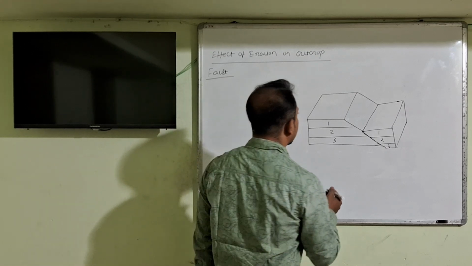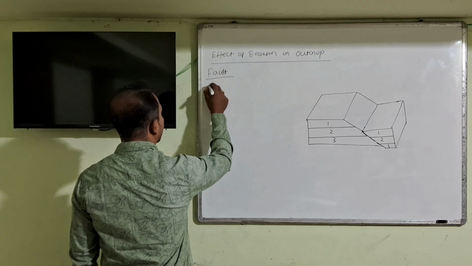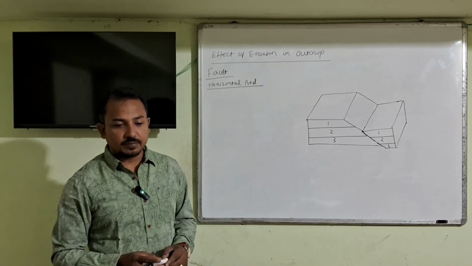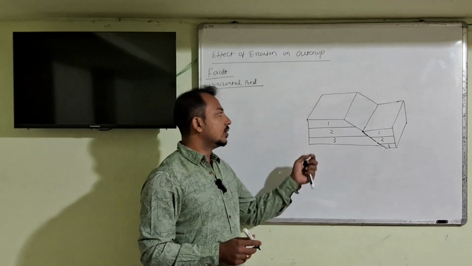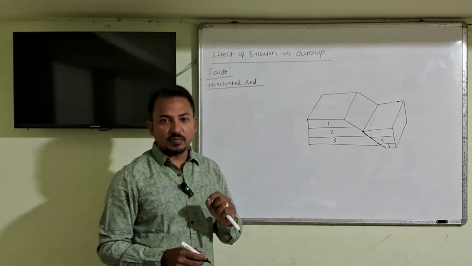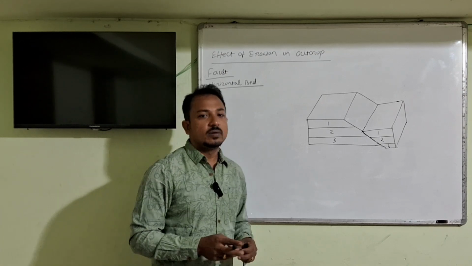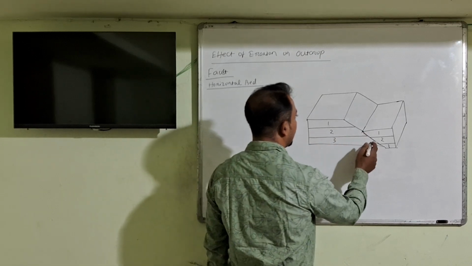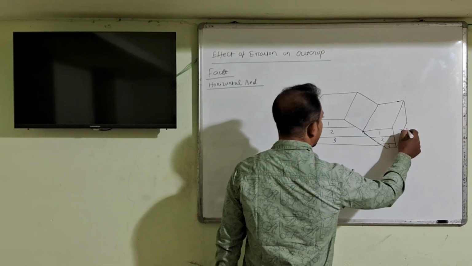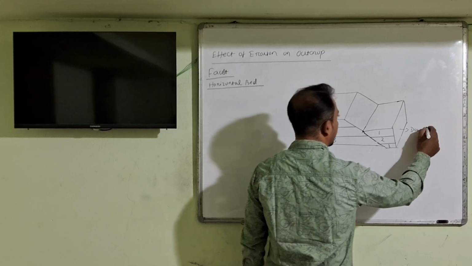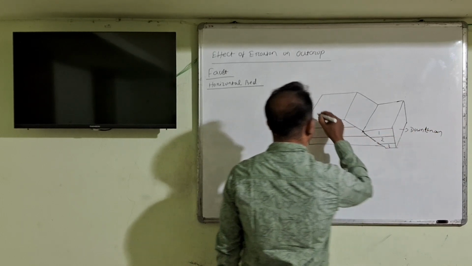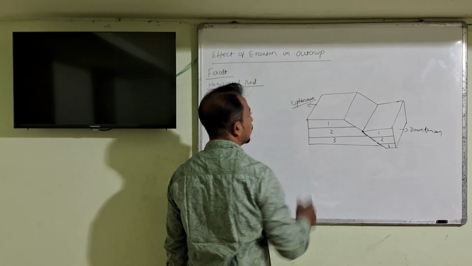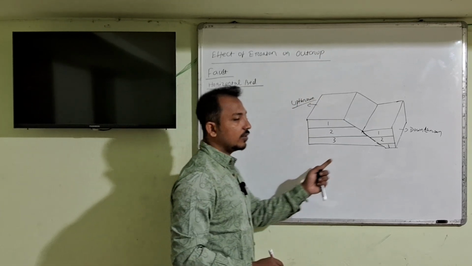So first we'll see on a horizontal bed. So if any horizontal bed undergoes erosion after faulting. This is your horizontal bed, and it has undergone faulting. This is your down-thrown block. This is your up-thrown block. So here the up-thrown is your foot wall, and the down-thrown is your hanging wall.